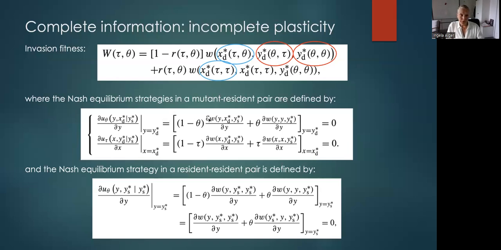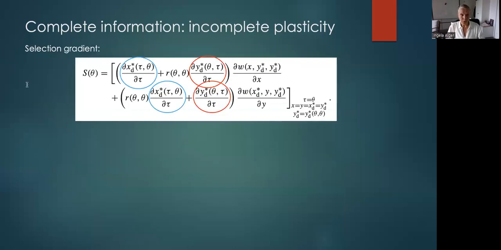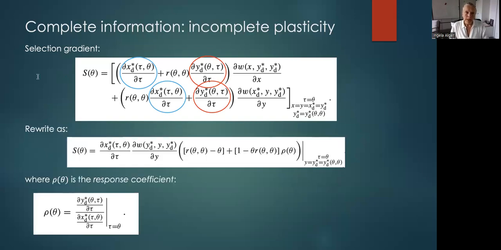All right. So here we have all these first order conditions, defining the Nash equilibrium strategies and the different kinds of pairs. But what really matters then is the reactions of both the mutant and the resident to the value of the mutant trait. Before, the mutant himself would react to the value of tau, but now we have also this additional term appearing in the selection gradient. And what we can do is, again, use the first order conditions from the behavior to simplify the expression of the selection gradient. So we can write it this way.